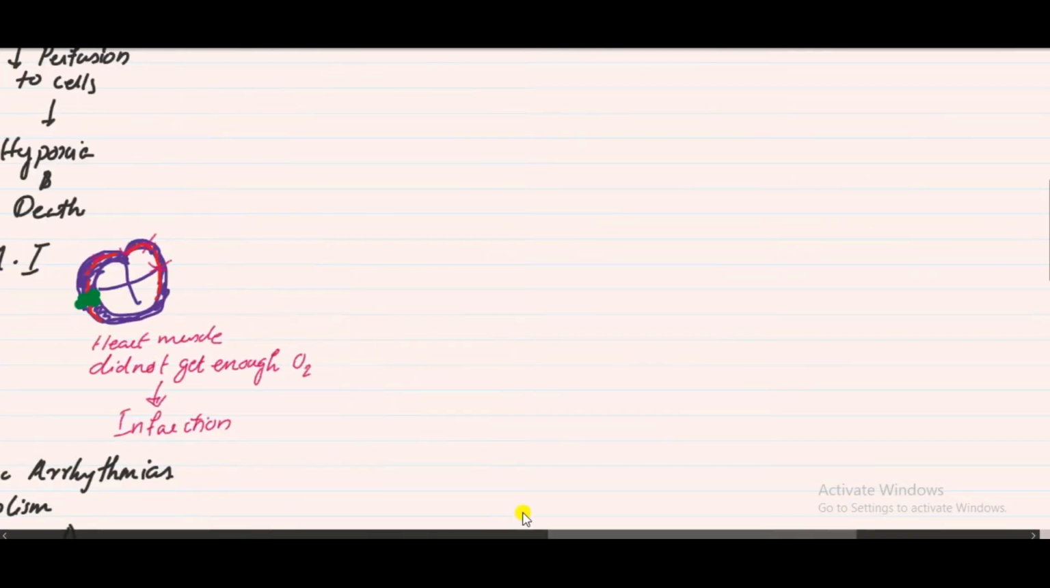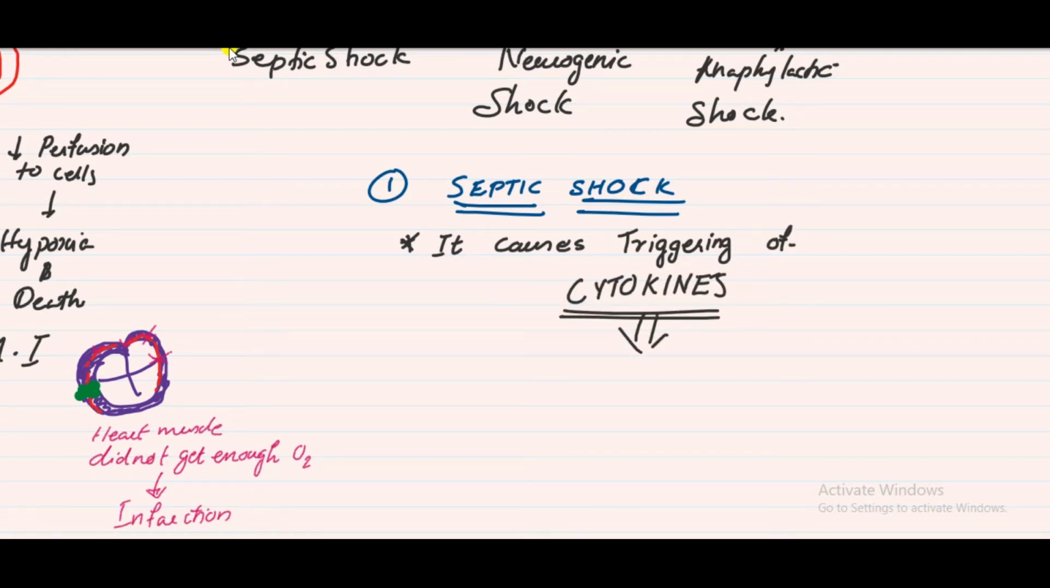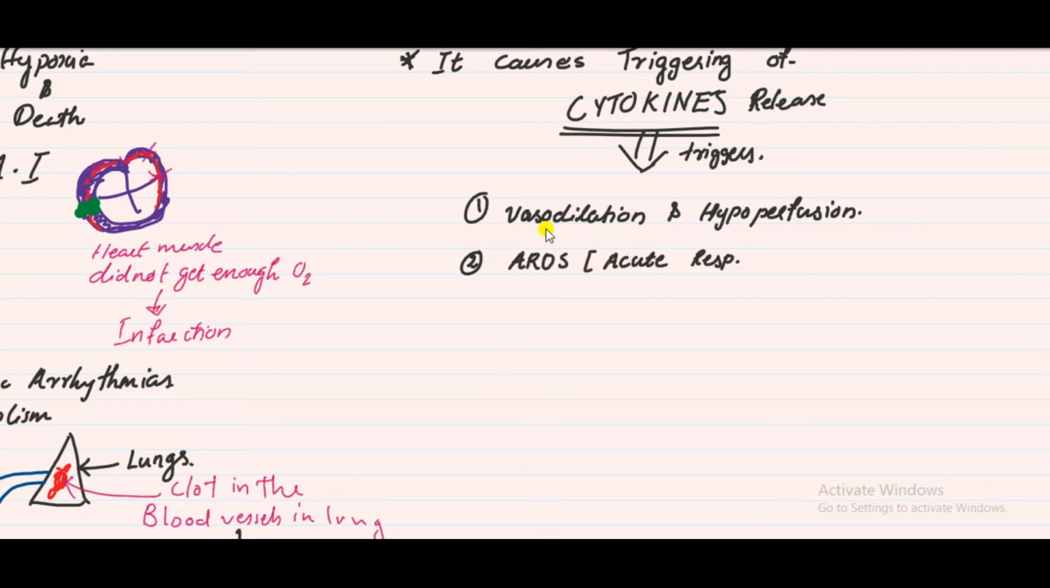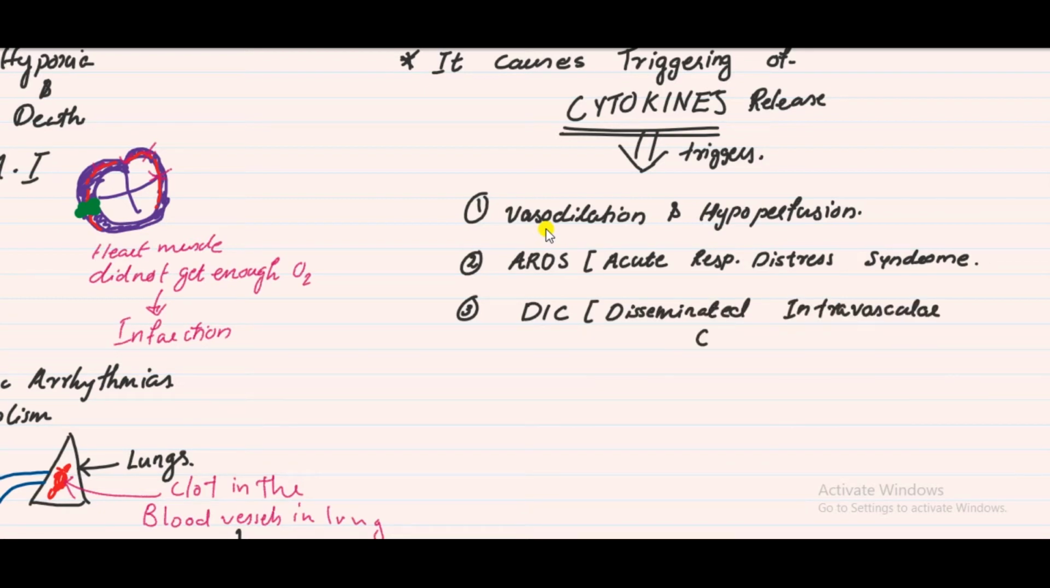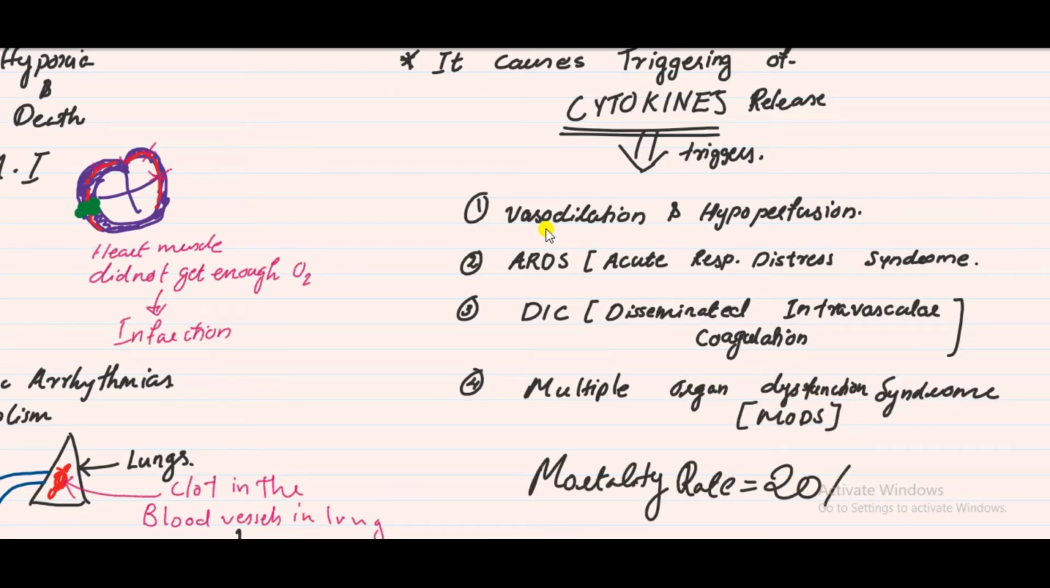So first we can talk about septic shock. Septic shock is due to viral or bacterial infection. It causes the triggering of cytokine release, and cytokines trigger vasodilation and hypoperfusion, acute respiratory distress syndrome or ARDS, and disseminated intravascular coagulation or DIC, then multiple organ dysfunction syndrome or MODS. The mortality rate in this condition is 20%.